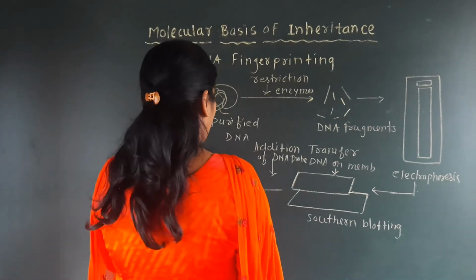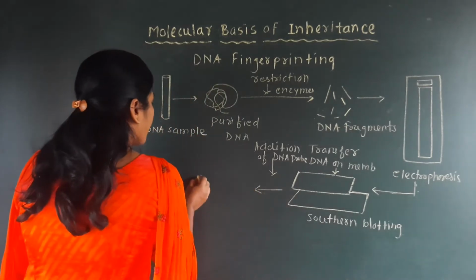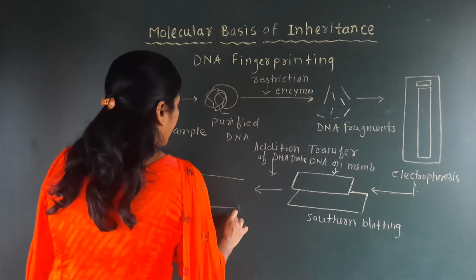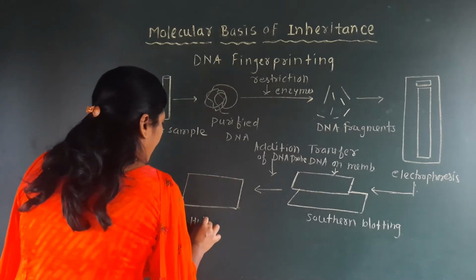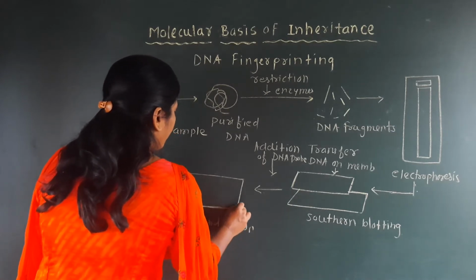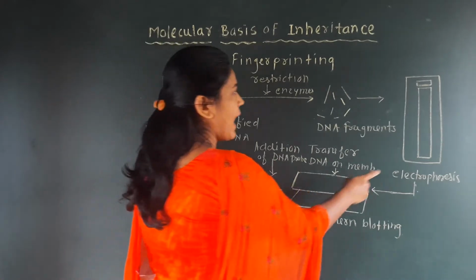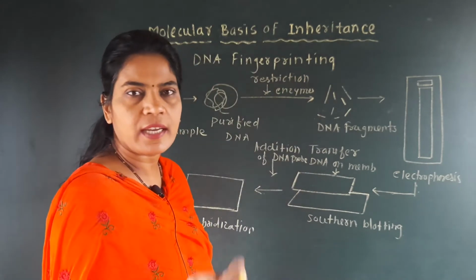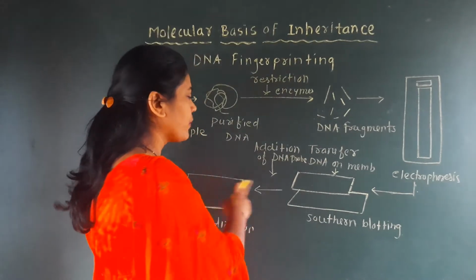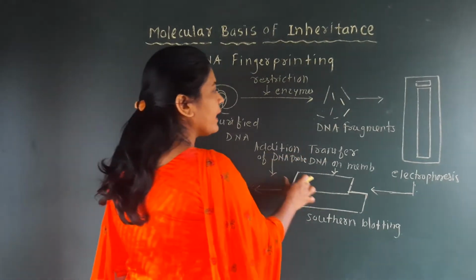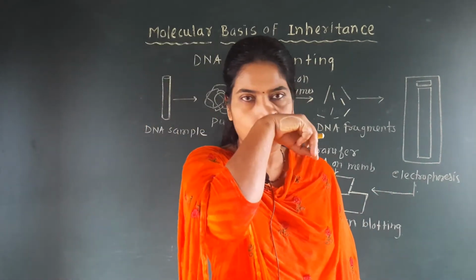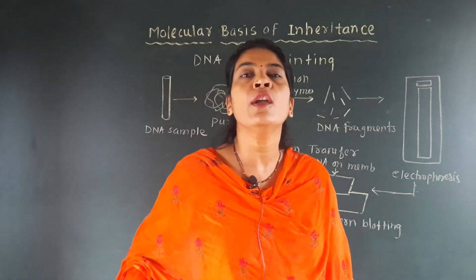The next step of DNA fingerprinting is called hybridization. This is the technique where you find the hybridization phenomenon. In this hybridization technique, what you will observe is that if the probe DNA and the fragments separated by electrophoresis and transferred onto the nylon membrane are from the same individual, then there will be hybridization. But if the probe DNA and the DNA fragments are from different persons, then there will be no hybridization.